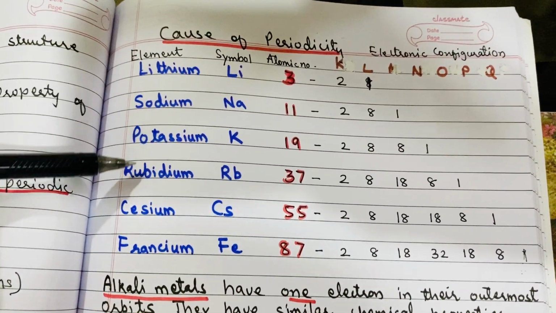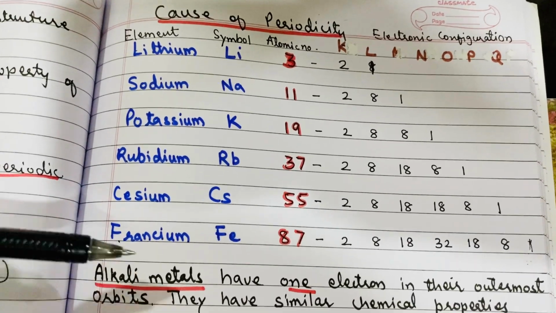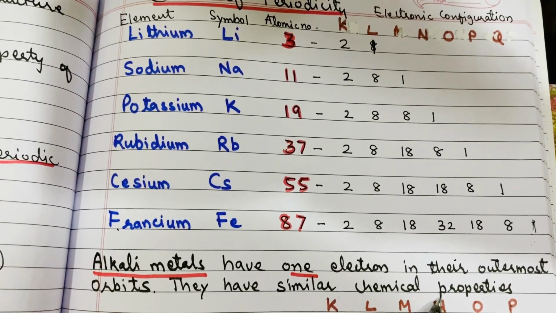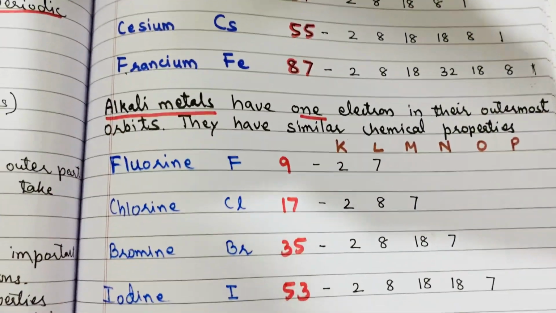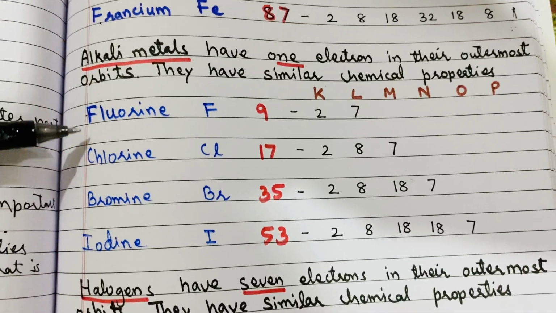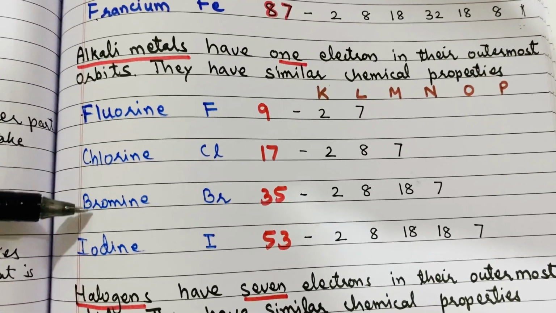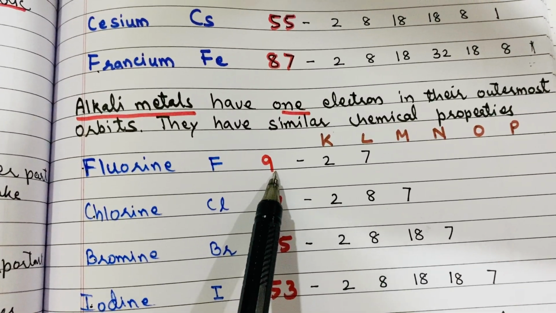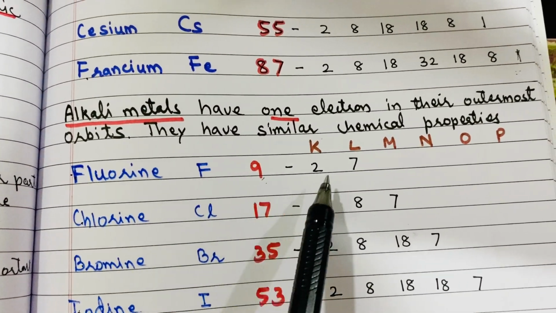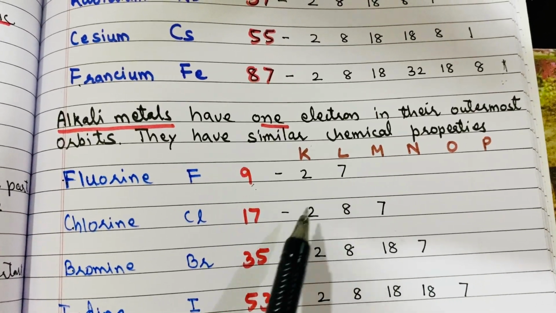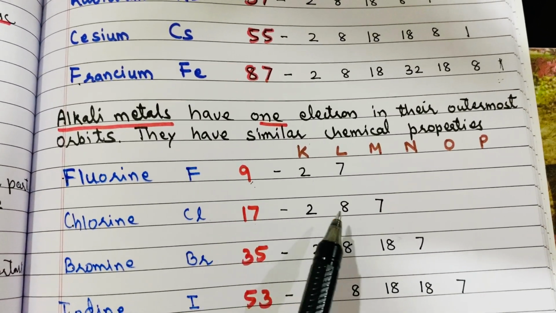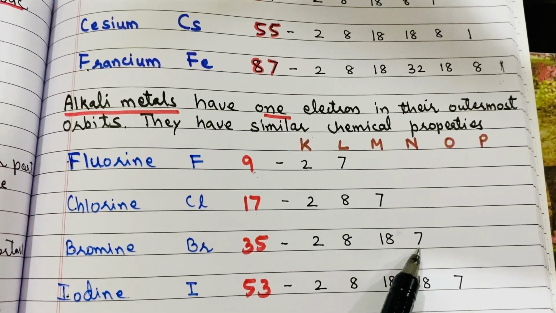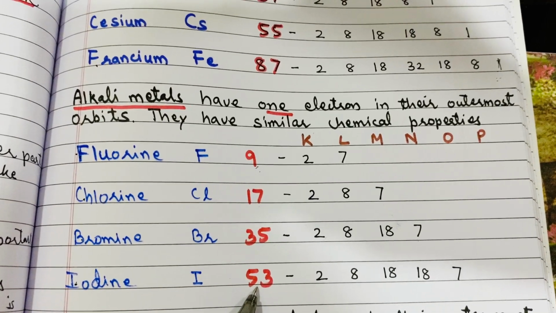These elements which are grouped here are called alkali metals. They have one electron in their outermost orbit and they have similar chemical properties. Let us take some more examples. These elements are called halogens: fluorine, chlorine, bromine, iodine. If you see the electronic configuration, fluorine, atomic number 9, electronic configuration 2, 7; chlorine, 17, 2, 8, 7; bromine, 35, 2, 8, 18, 7; iodine, atomic number 53.